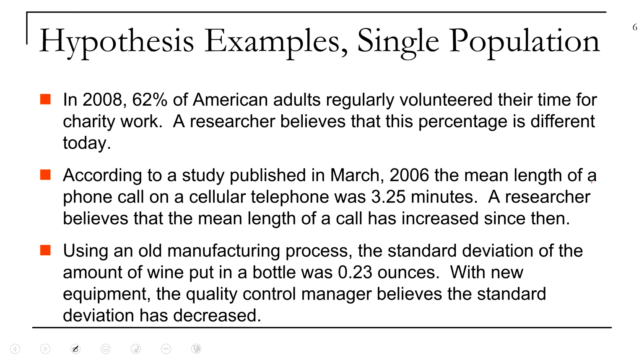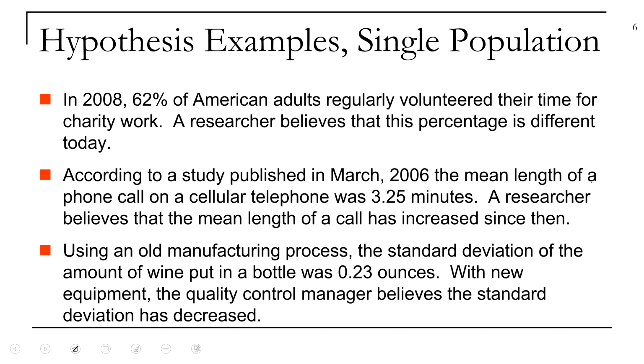Some examples: in 2008, 62% of American adults regularly volunteered their time for charity work. A researcher believes that this percentage is different today. According to a study published in March 2006, the mean length of a phone call on a cellular telephone was 3.25 minutes, and it probably cost like $10,000. A researcher thinks the mean length of a cell phone call has increased since then.